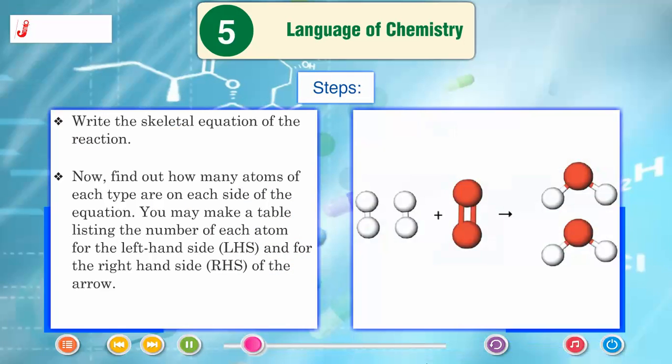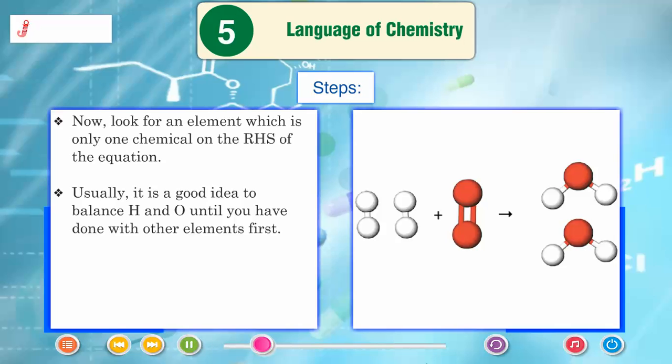Steps: Write the skeletal equation of the reaction. Now find out how many atoms of each type are on each side of the equation. You may make a table listing the number of each atom for the left hand side, LHS, and for the right hand side, RHS, of the arrow. Now look for an element which is in only one chemical on the RHS of the equation.